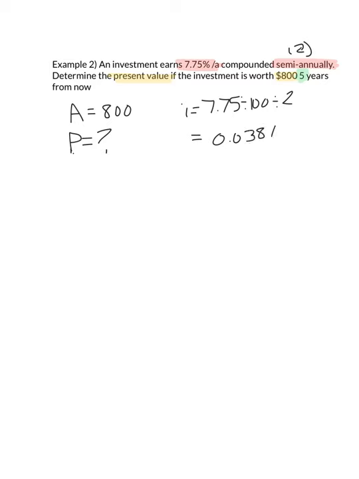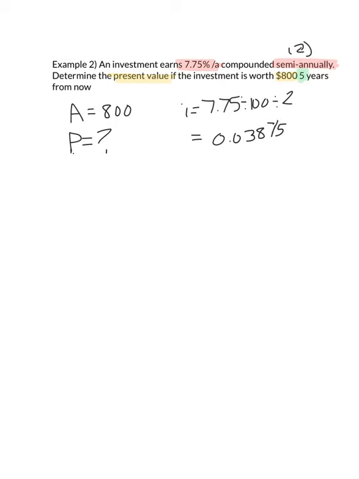I'm going to go ahead and write this information out. We know that our final amount is $800, and we know that we're looking for our present value. We also know that the interest rate is 7.75%, so don't forget to divide that by 100 to turn it into a decimal, and then divide by that magic number. Semi-annually means our magic number is 2. When I do that, I'm going to get 0.03875.